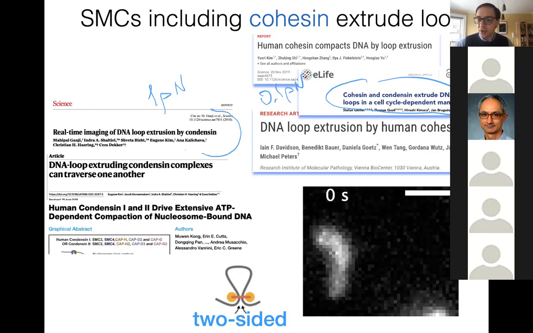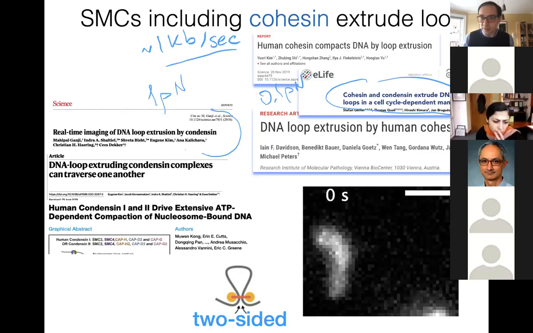And the speeds are enormous. The speed is of the order of 1 kb per second. This is about 10 times faster than an RNA polymerase, and it's comparable to bacterial DNA polymerases.